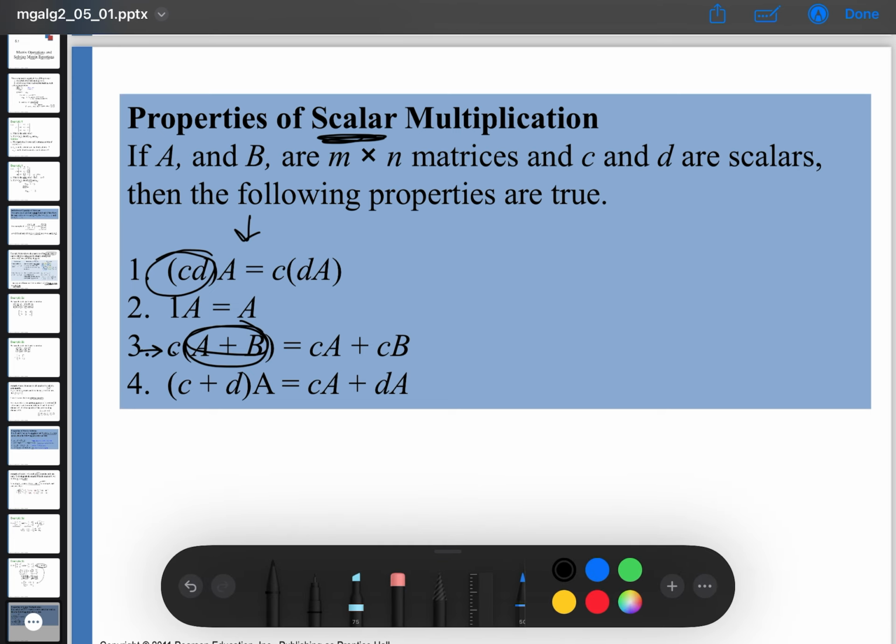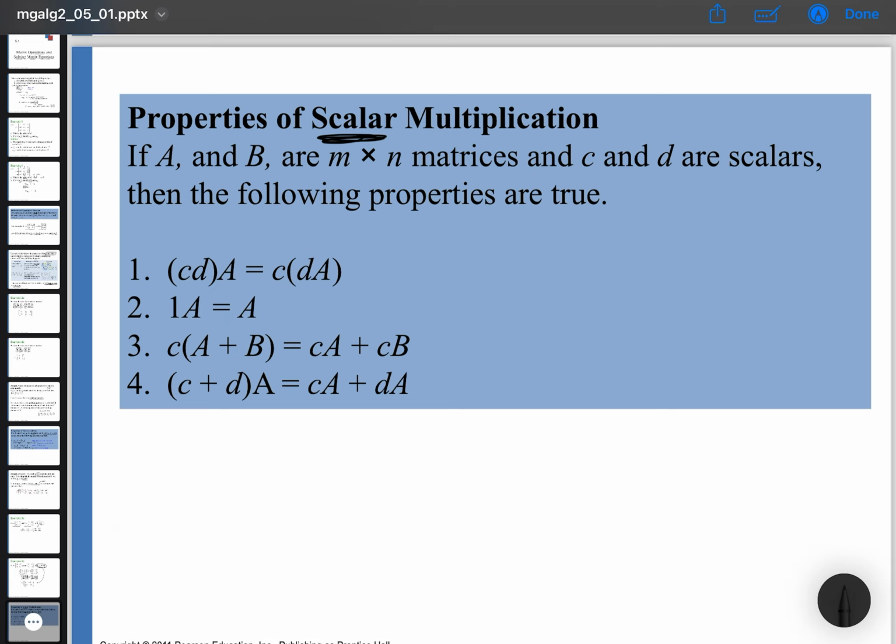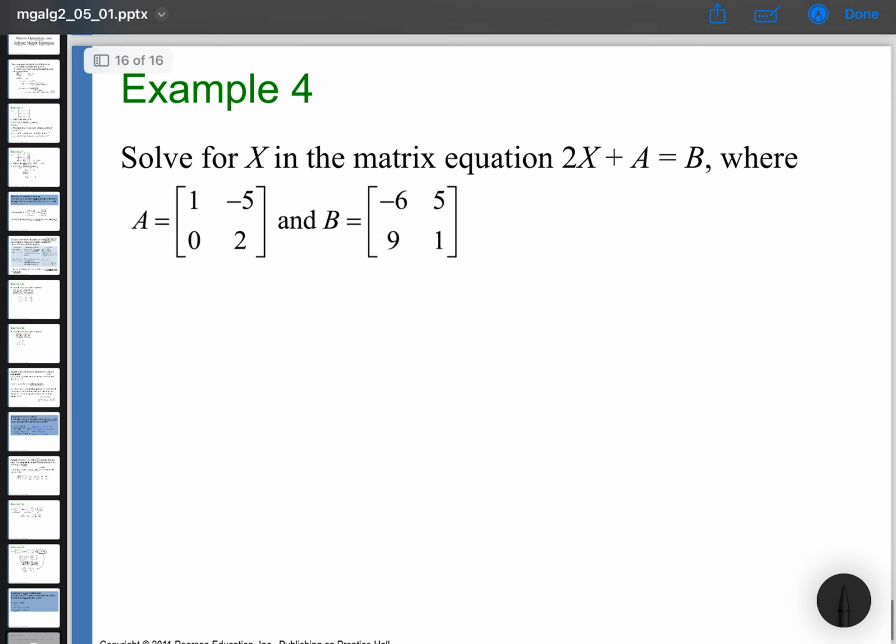I'll clear that so you guys can actually see what's being written. And then similarly, you could do that same kind of process. You could add your scalars first and then multiply, or you could kind of distribute your matrix. Do it either way. Okay, so these are just a few properties of scalar multiplication. We are going to end on example 4. This is your last example.